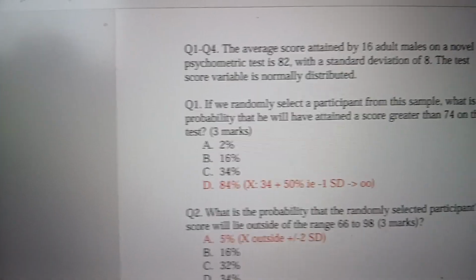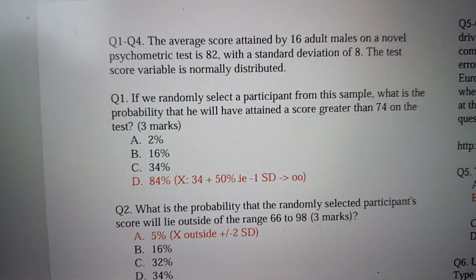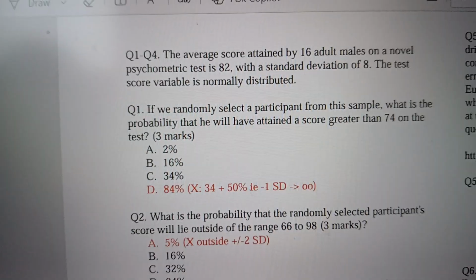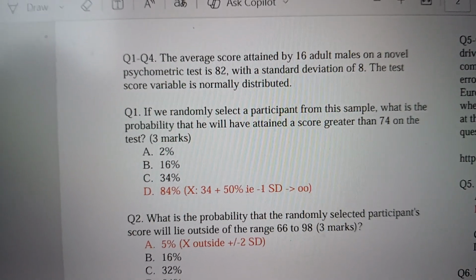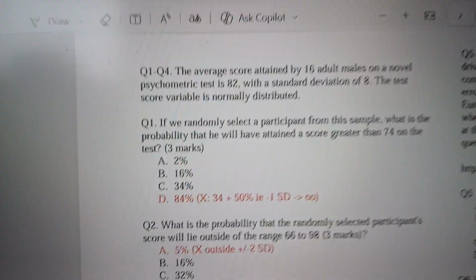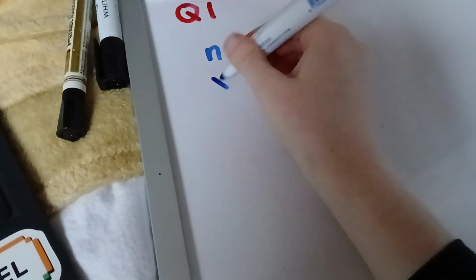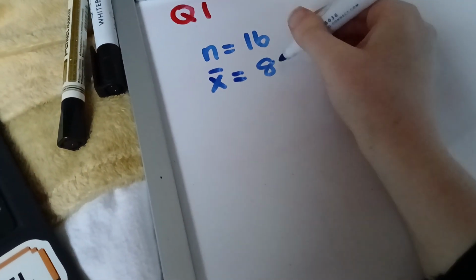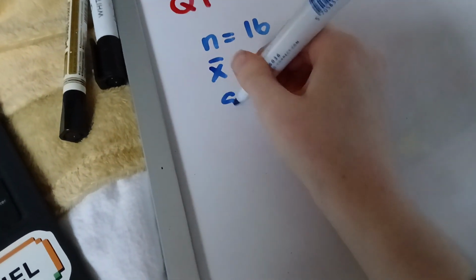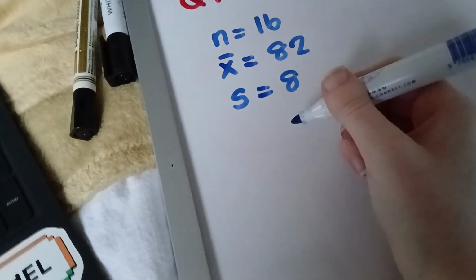Okay, so this is question 1. If we randomly select a participant from this sample, what is the probability that he will have an attained score greater than 74 on the test? So we're going to write out our information here. So let me just grab this marker. The average score attained by 16 adults, so n equals 16, on a novel psychometric test is 82, so the sample mean is 82, with a standard deviation of 8. I just got all that information from the question. And it's normally distributed. Okay, so that's all the information we need.